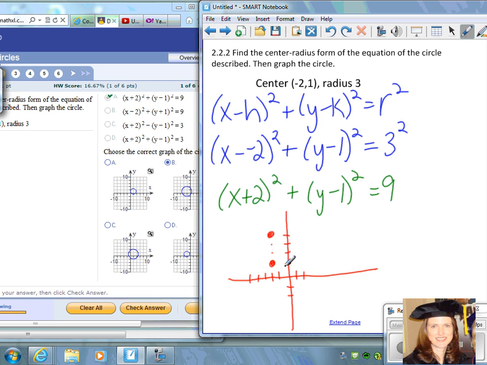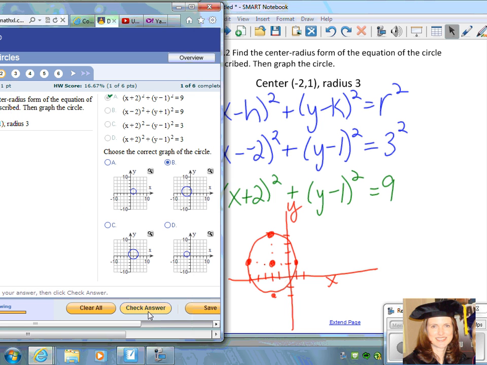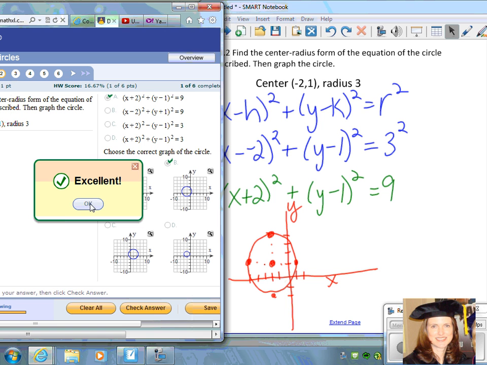Go back to the center, go to the right 3 units, make a dot. Back to the center, go down 3 units, make a dot. And then back to the center, go left 3 units and make a dot. Connect those with a nice little round circle. And we have the graph of x squared. That's the graph of a circle with center -1 and radius of 3. Let's check our answer. And we got that correct as well.